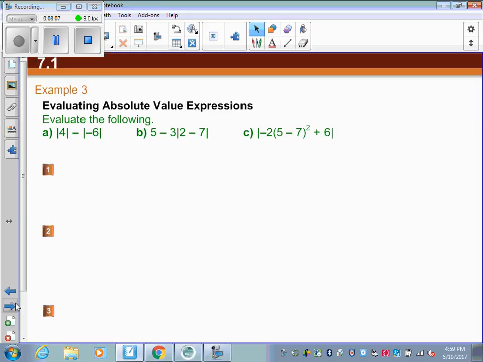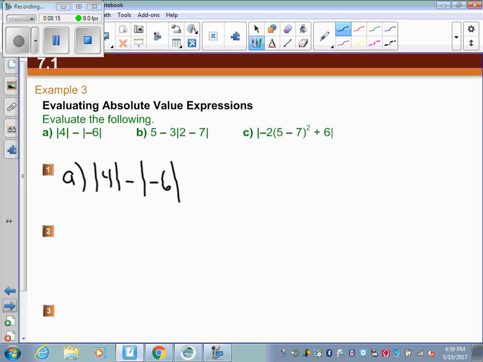Okay, so in this first problem, we have the absolute value of 4, subtract the absolute value of negative 6. So the absolute value of 4 is still 4. That subtraction sign is still there. It's not changing. It's only the value inside the bracket. So since it's a negative 6, the absolute value of negative 6 is 6. So my answer still is negative 2. And I don't put the absolute value of that because I've already done the absolute value. It's not looking for a final answer. It's no longer within brackets.